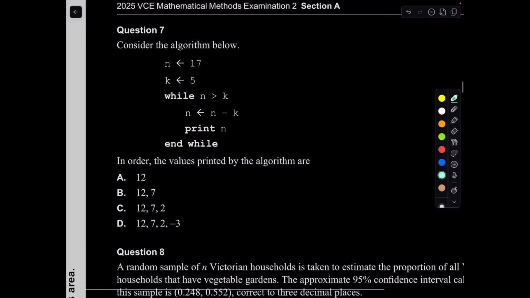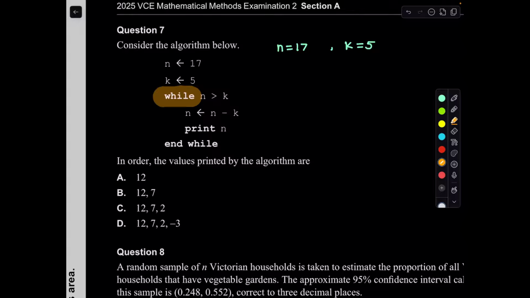Look. Okay, the first step says n equals 17. So I'm going to write it nicely: n equals 17. The next one says k equals 5. Easy. Look, k equals 5. So now we're in a while loop. Now let me explain what a while loop is.